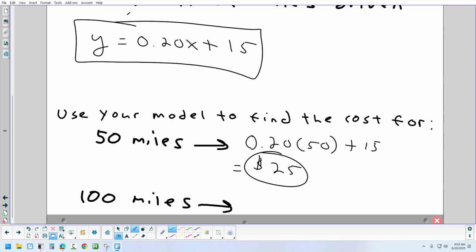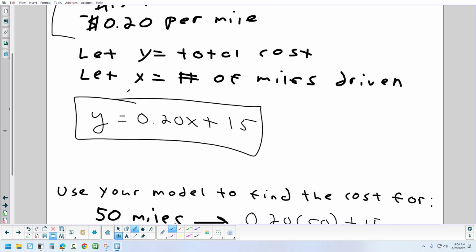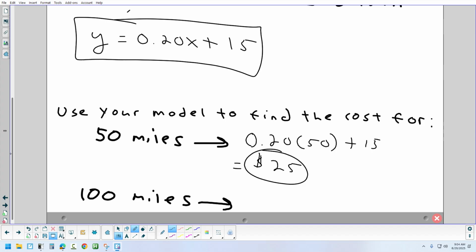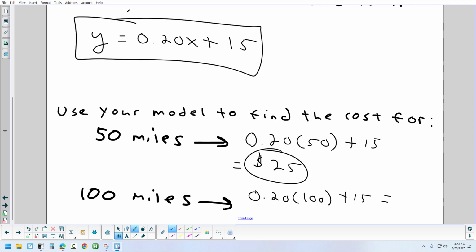Now, if I double the miles, can I just quickly say, oh, it's double the cost, 50 bucks, I'm all set? No, why not? Why wouldn't double the miles be double the cost? Because you'd also be multiplying what should be constant. Right, that 15 is a constant, that doesn't change. So you should not be doubling that part of it. The mileage part of it gets doubled, but not the 15. So 0.2 times 100 plus 15. And that would give me a cost of how much? Yep, $35.